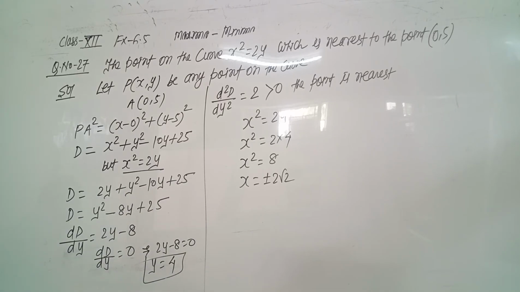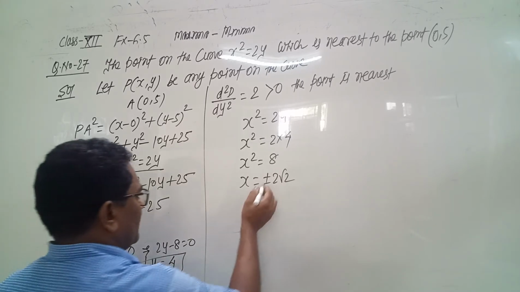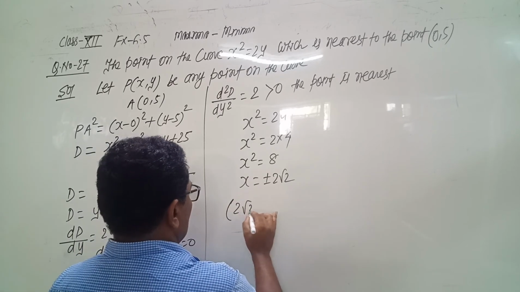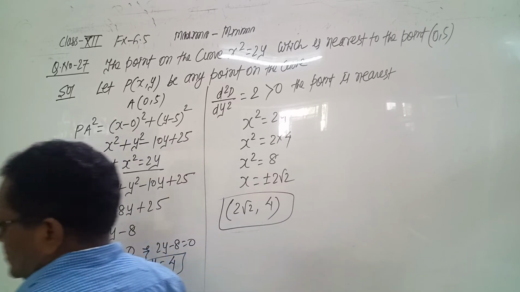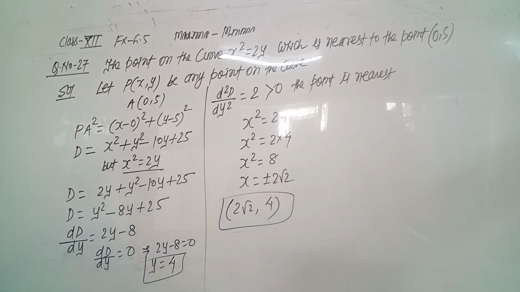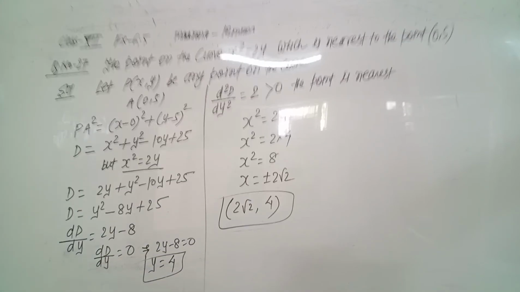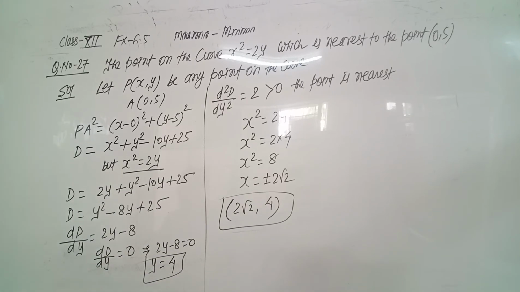So the value we get, the option we have, is 2 root 2 comma 4. The value of x is 2 root 2 and the value of y is 4. So the correct option is A. A is the correct option. The value of x is 2 root 2 and the value of y is 4.